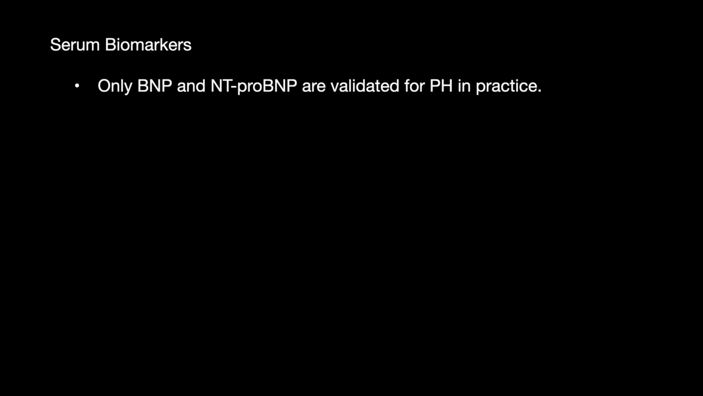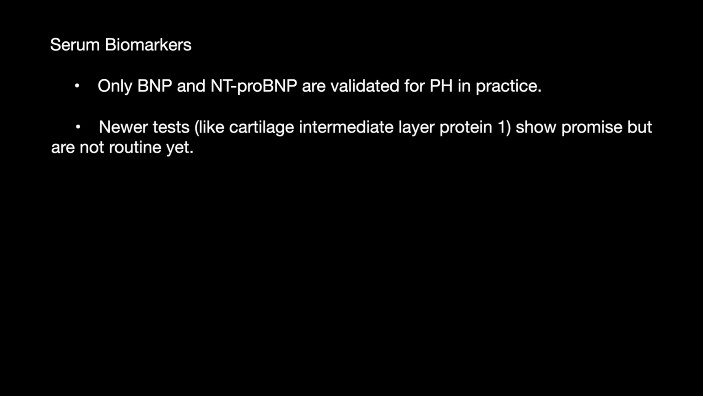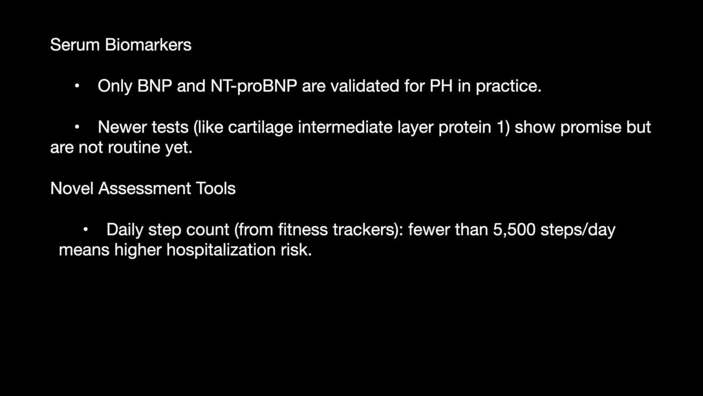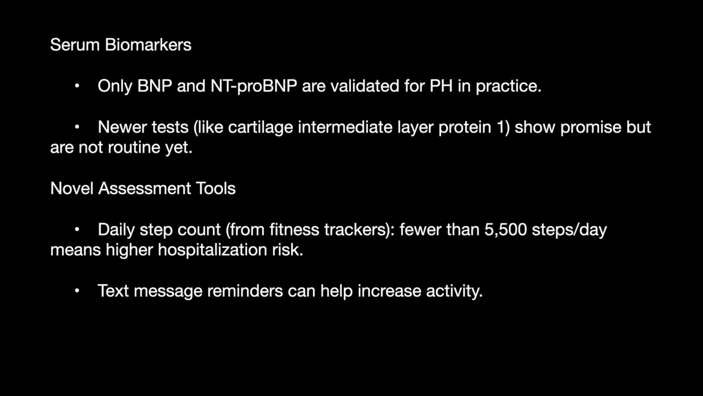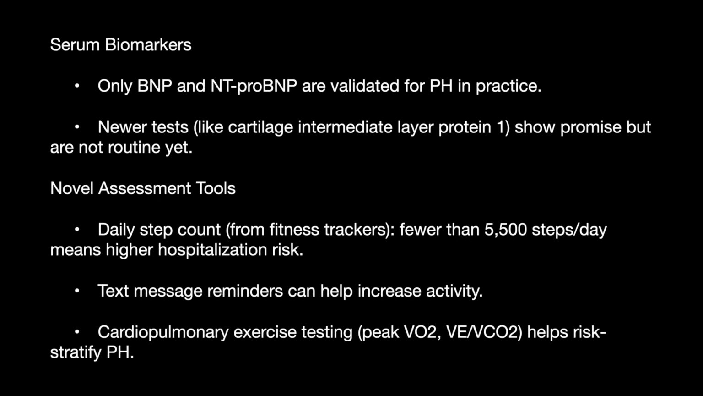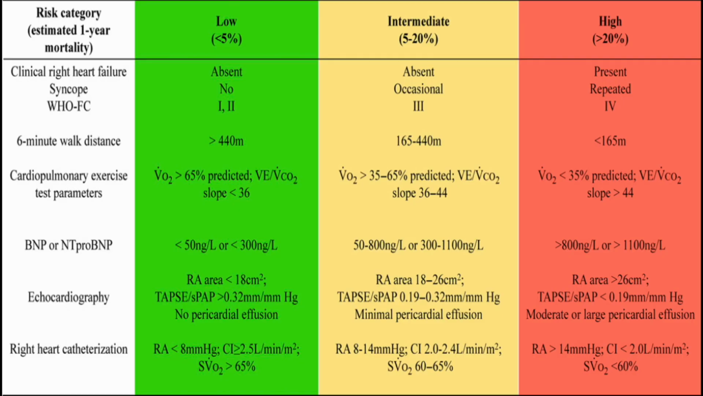Regarding use of biomarkers, only BNP and NT-proBNP are validated for use in pulmonary hypertension practice. New tests are being developed. They show promise but are not routinely used as of now. As a novel tool, you can use the daily step count: fewer than 5,500 steps per day means higher hospitalization risk. Text message reminders can help increase activity. Cardiopulmonary exercise testing, using the peak oxygen uptake and the VE/VCO2, helps in risk stratifying the patients.